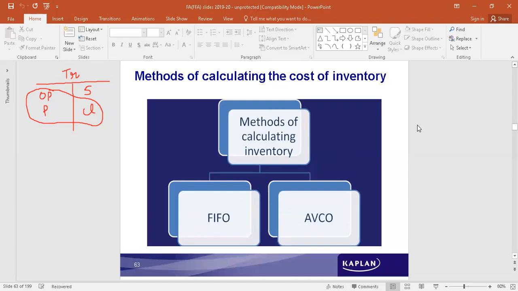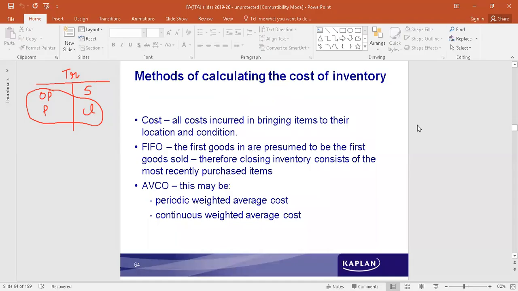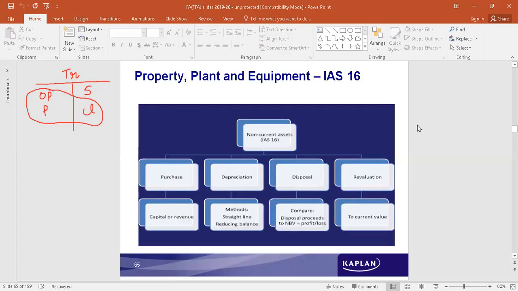The two methods which are followed: one is FIFO, and the other is the average cost method, AVCO. We have done both of them. We've learned how to calculate under FIFO and under the weighted average cost method, both periodic and continuous weighted average cost, we did learn. I hope it is clear. That is inventory valuation. If inventory is clear, let's move to the next one, the other elements of financial statements.